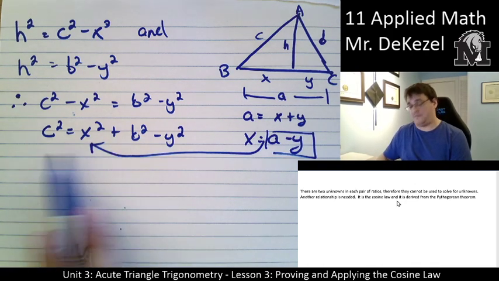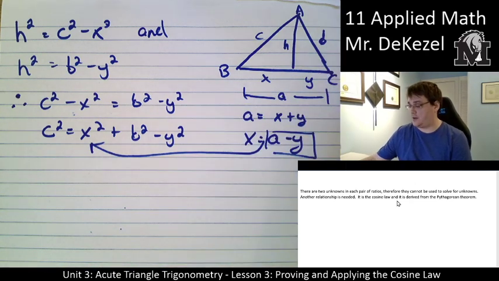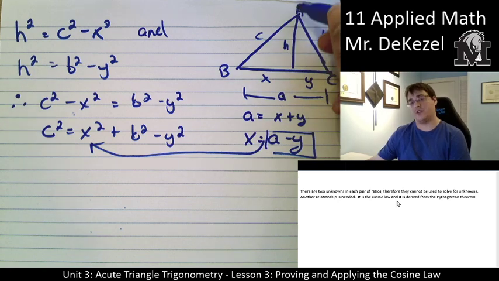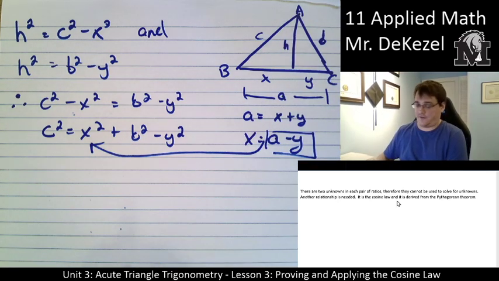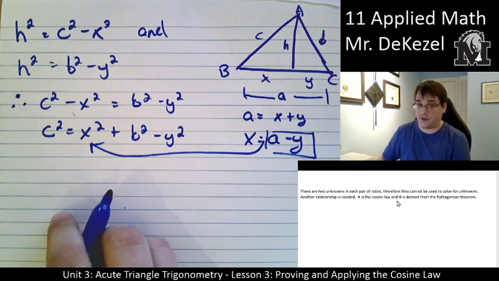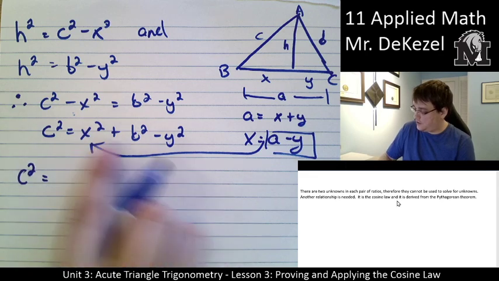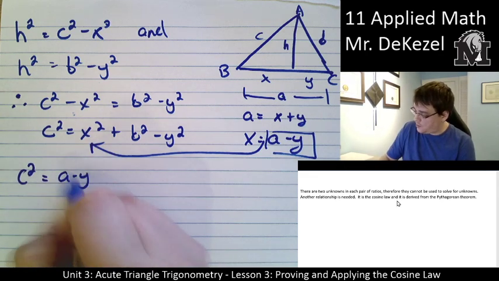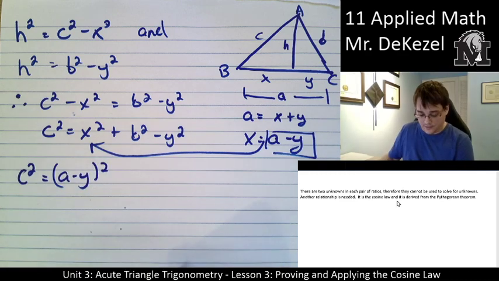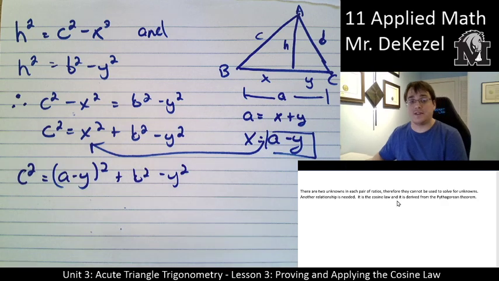And it's very handy. We don't want x in here. It's an awkward number. We don't know what it is because we've drawn a line to separate a into two parts. So it is for sure going to be an unknown. We want to get rid of it. So this turns into c squared is equal to x squared. Well, x is a minus y. So that's a minus y squared plus b squared minus y squared.